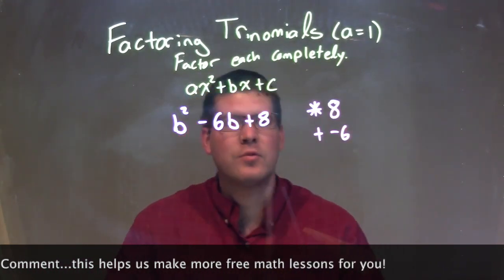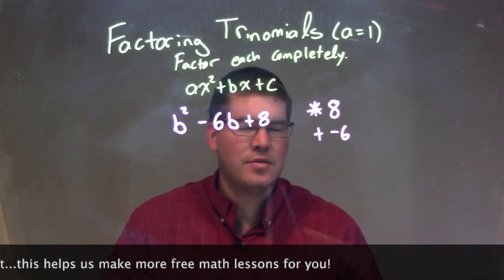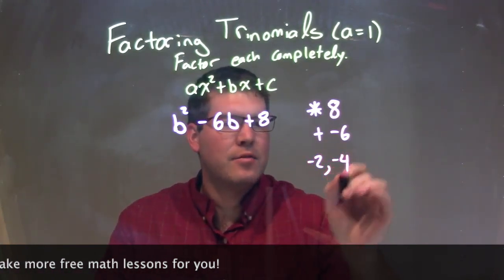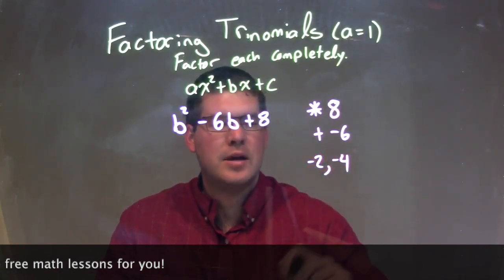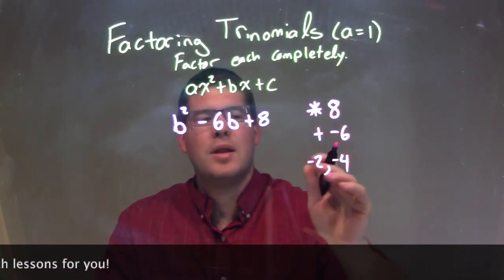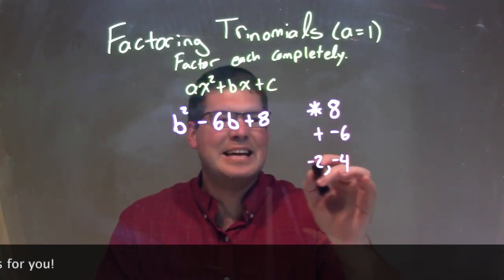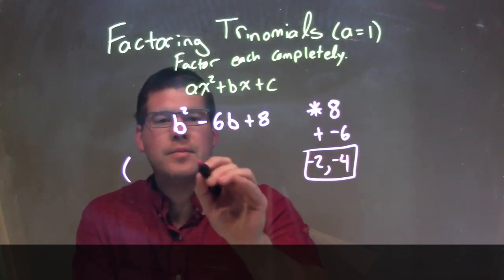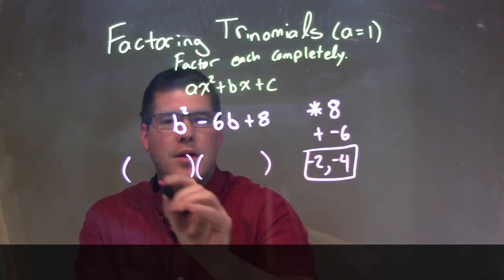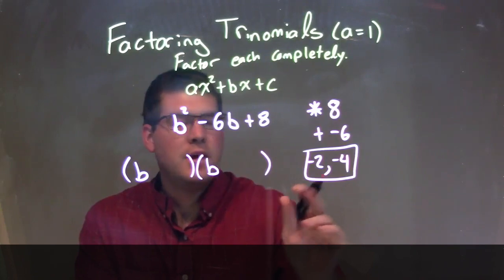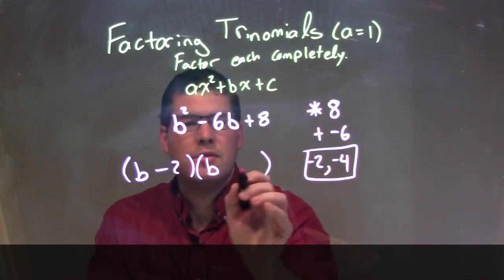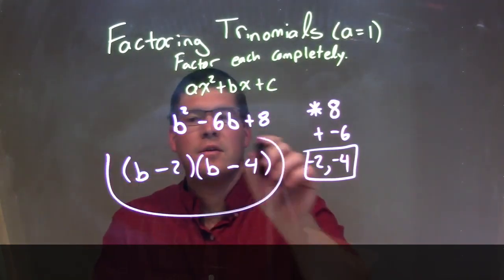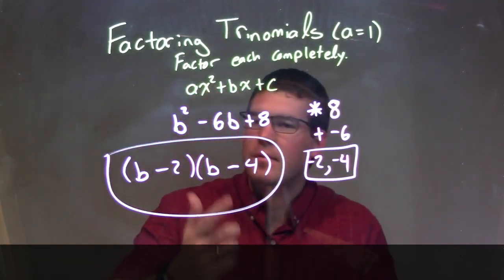What two numbers multiply to be a positive 8, but add to be negative 6? The ones I'm thinking of are a negative 2 and a negative 4. Negative 2 times negative 4 is a positive 8, but a negative 2 plus a negative 4 is a negative 6. So we can break this apart into two parentheses when we factor. We're going to put b at the beginning of each one, then take both these numbers, minus 2 and minus 4. And there we go. Our final answer here is b minus 2 times b minus 4.